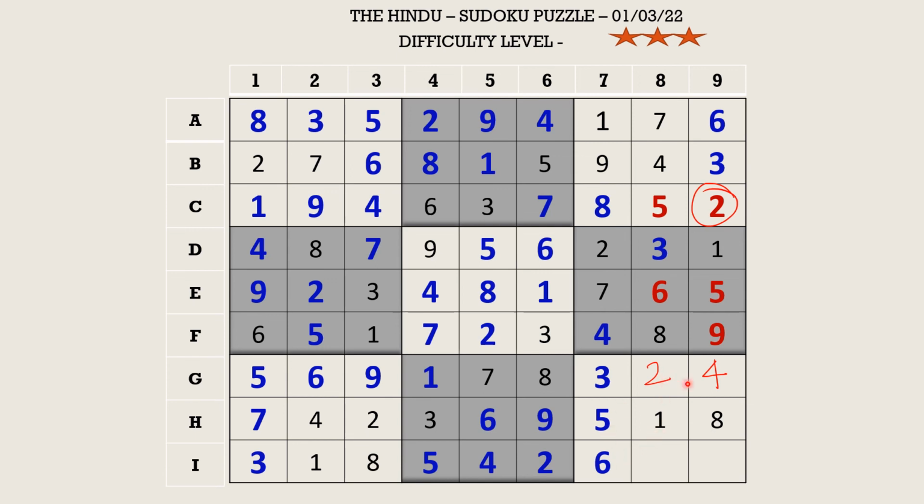Now the missing numbers in this block are 7 and 9. There is a 9 here. So I9 takes 7 and I8 takes 9 and the puzzle is solved.